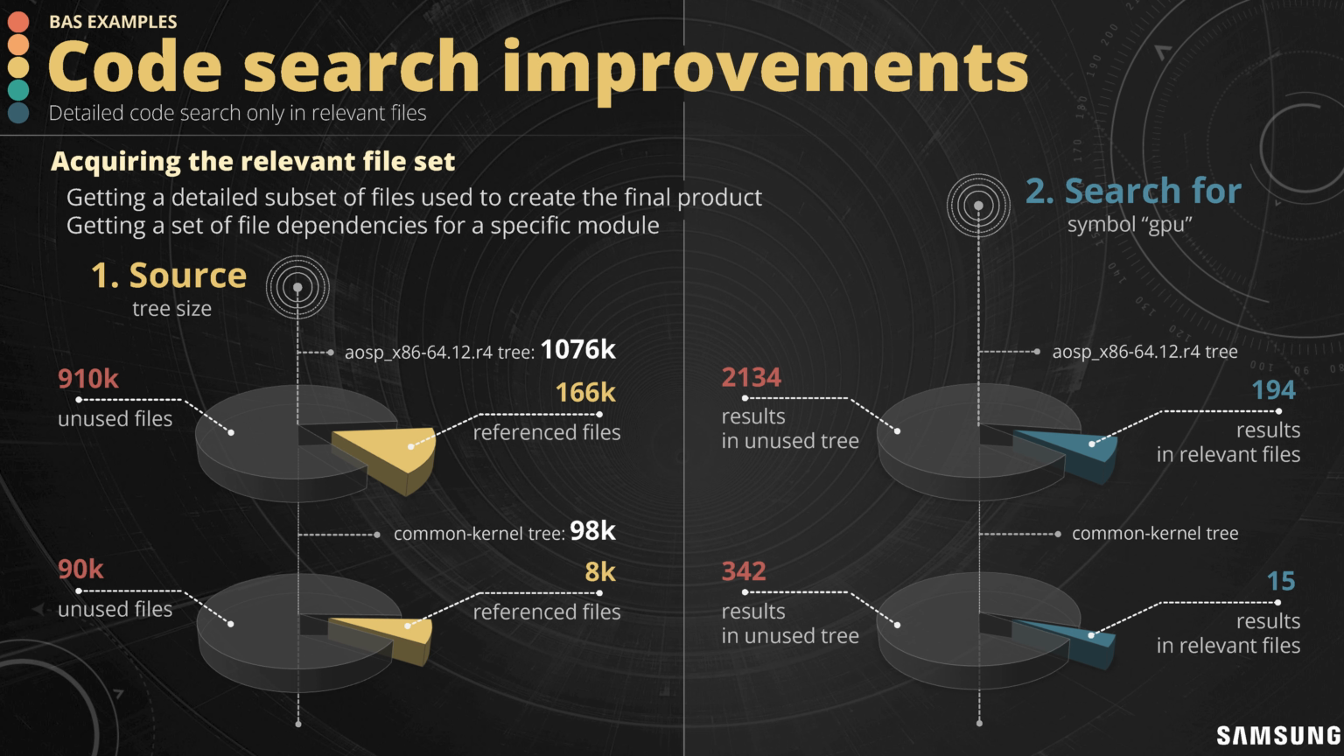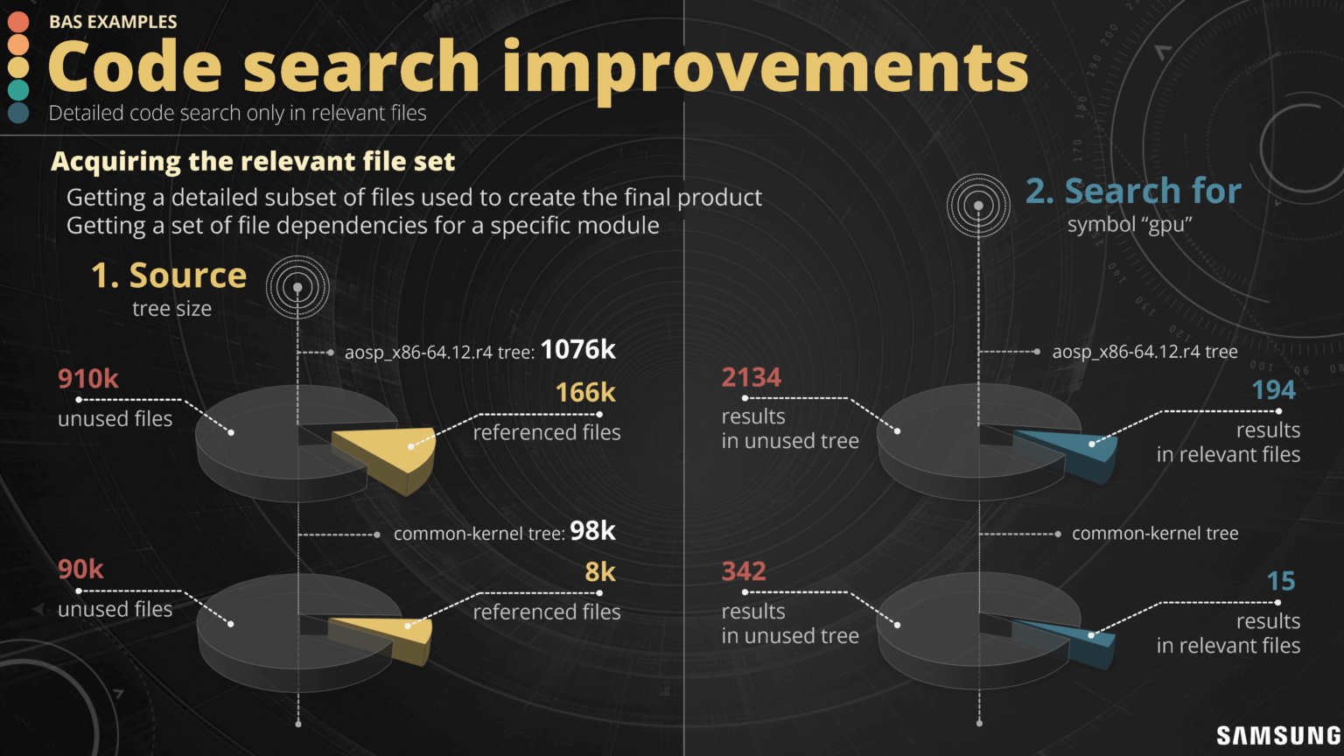Due to the fact that BAS contains information about every file opened during tracing, we can easily get the exact subset of files that were used to create our product or any part of it. As you can see in this example, the full Android AOSP tree consists of more than 1 million files. But after building, we found out that only 166,000 files are actually involved in the build process. This subset is even smaller in the case of the common kernel tree, where 8,000 out of 98,000 files were used during the build.